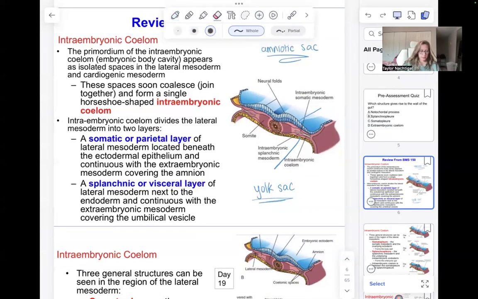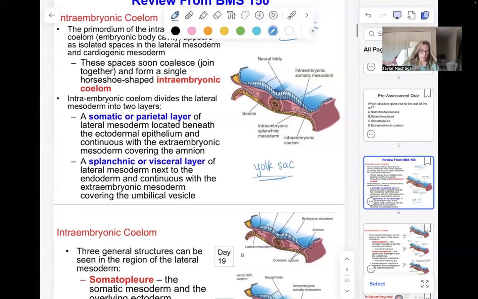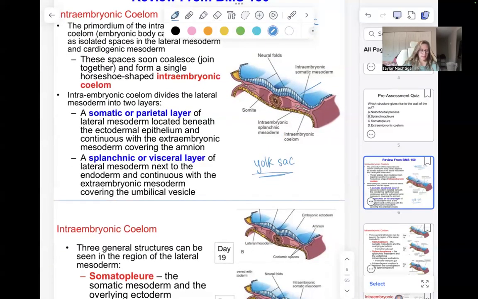As the intraembryonic coelom divides, the lateral mesoderm, again, only this part here, we are going to get the somatic or parietal layer. Now they're going to interchange these words a lot on our slide, so try and remember that they're one and the same thing. Somatic, or soma meaning body, which is going to be the more back layer. So that's this layer here. And then the front or ventral layer, this one here, being the splanchnic or visceral layer.